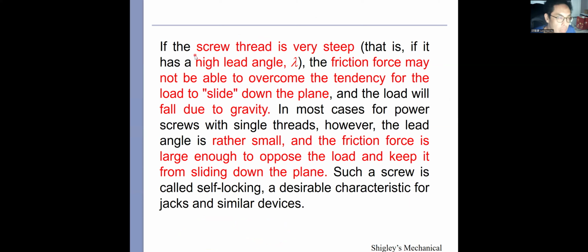If the screw thread is very steep, that is, if it has a high lead angle lambda, the friction force may not be able to overcome the tendency for the load to slide down the plane, and the load will fall due to gravity. In most cases, for power screws with single threads, however, the lead angle is rather small, and the friction force is large enough to oppose the load and keep it from sliding down the plane. Such a screw is called self-locking, and it is a desirable characteristic for jacks and similar devices.